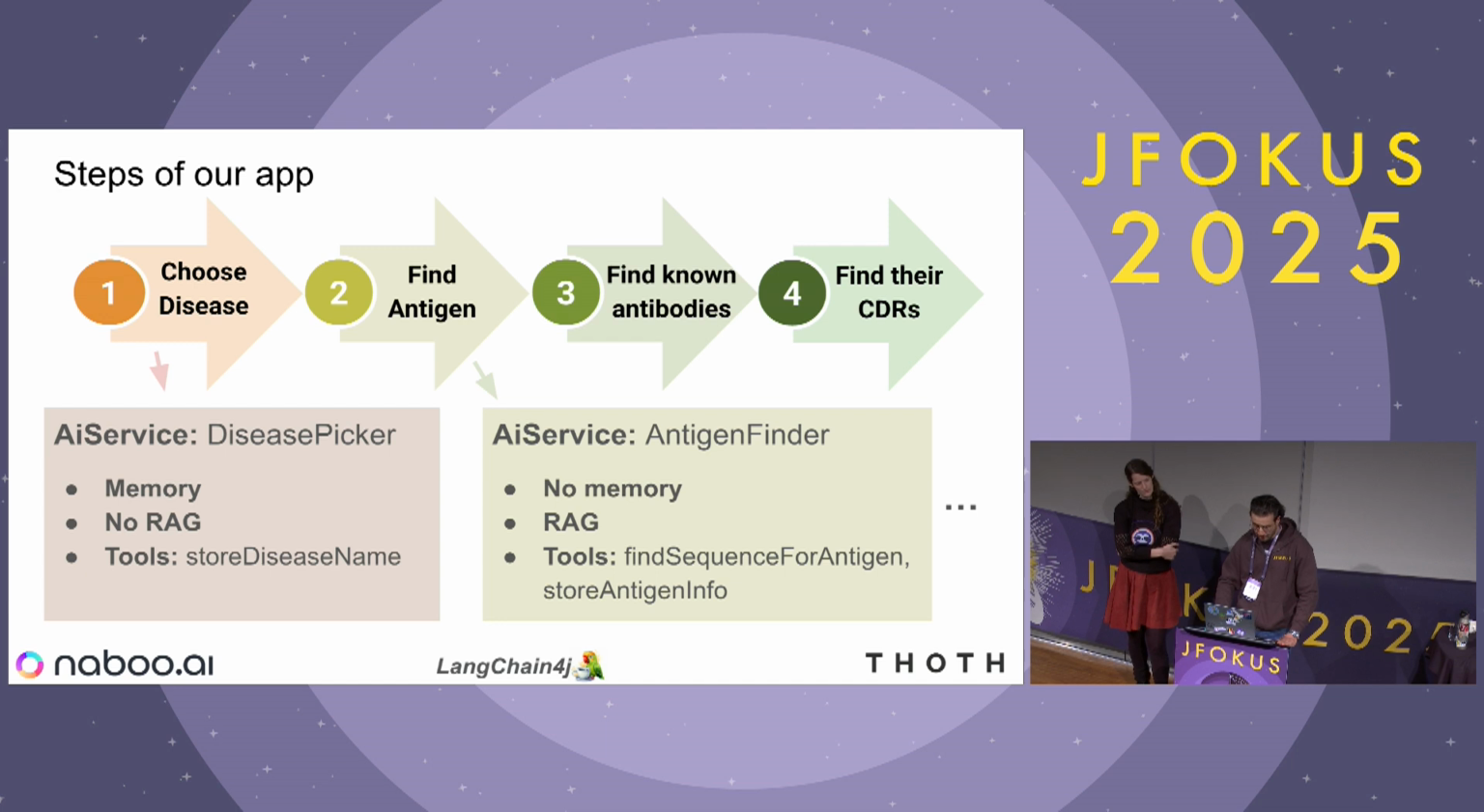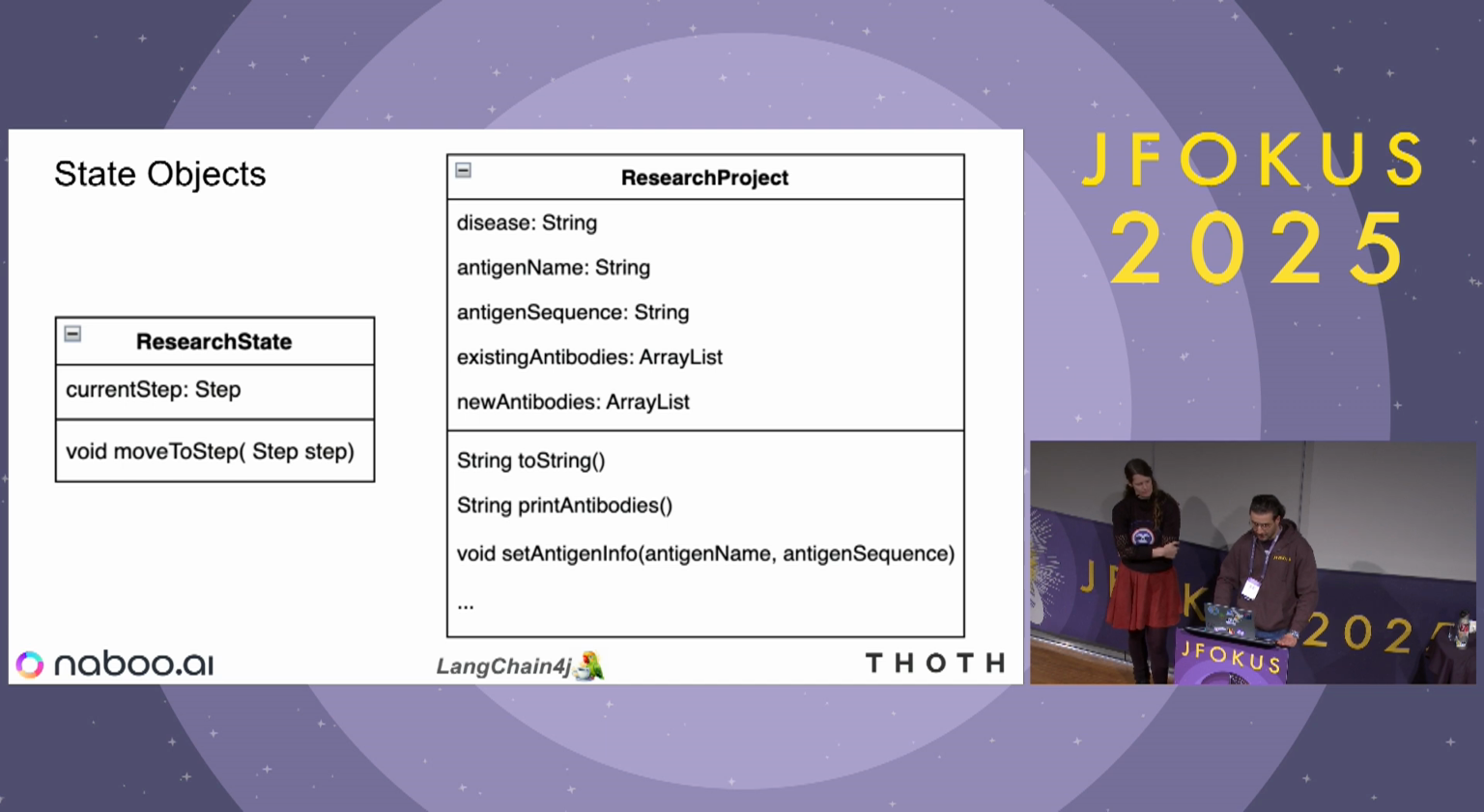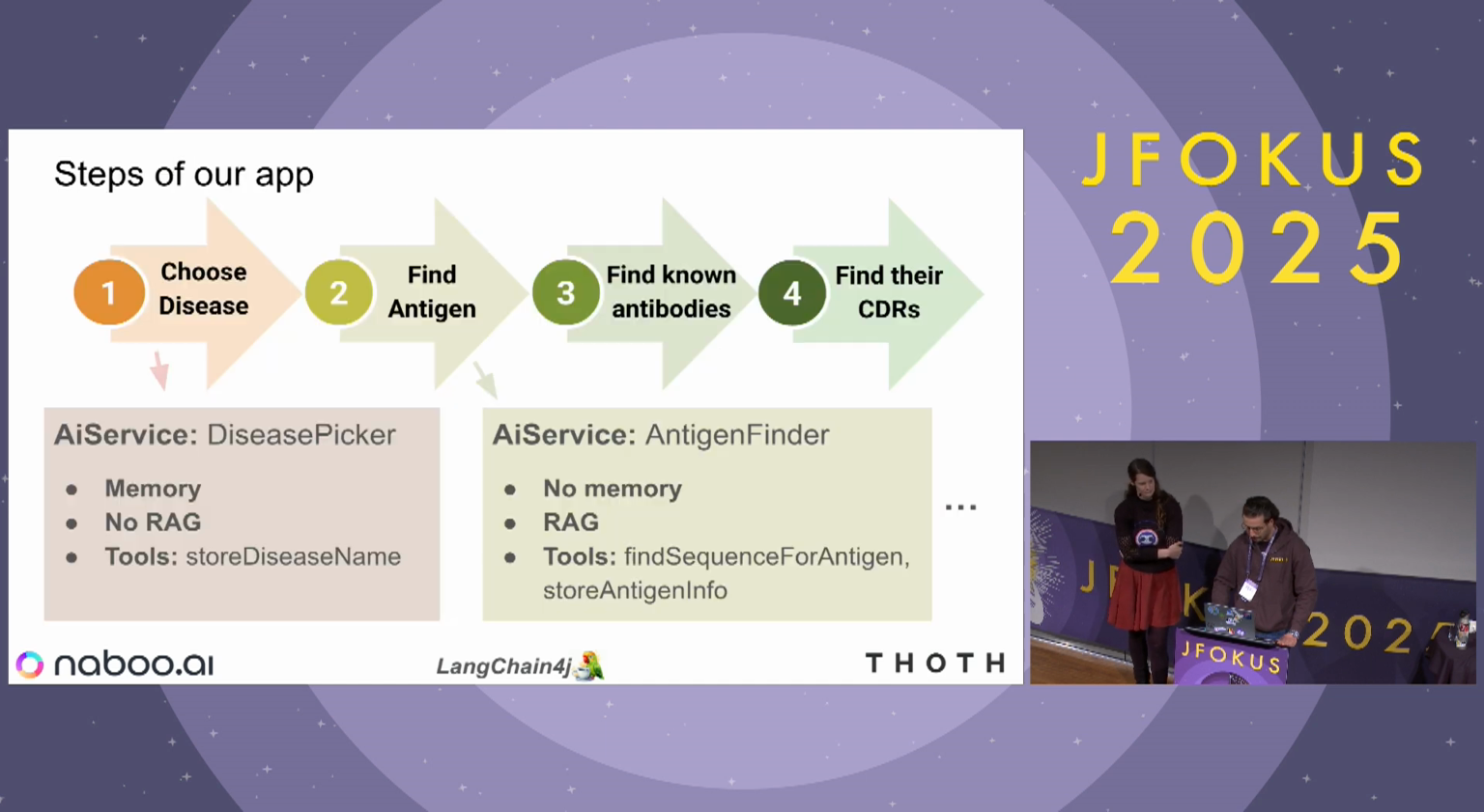I will talk about the state later. We change the state because the next query should be taken by the next AI service, so the next step. So here is the stage of the project. We have two Java objects. The first one is a researcher stage, where we save the current stage, and we have a method moveToStep to change this step. The second object is a research project, and here we are saving the data that we found through the LLM.